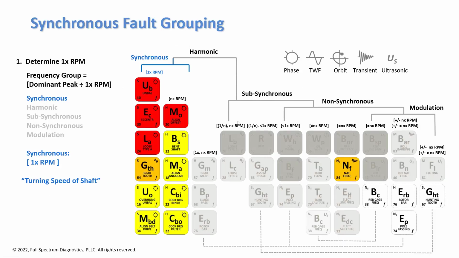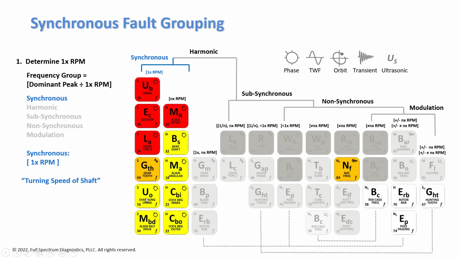This is what happens when we determine the frequency grouping. All the other groupings go away. This is really powerful stuff, because a lot of times if you don't refute something and take it off the table or take it out of your head, you'll be thinking about it and trying to put it back in. In this case, it's a synchronous fault. It's not a harmonic, it's not subsynchronous, it's not non-synchronous, it's not modulation. So all those faults can be grayed out, and we can concentrate on the root causes of the problem.